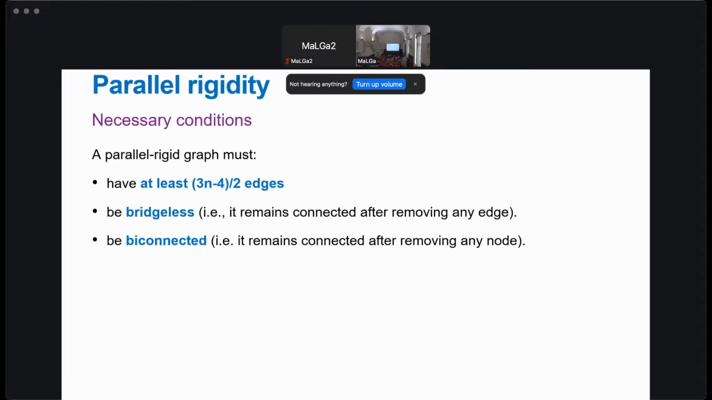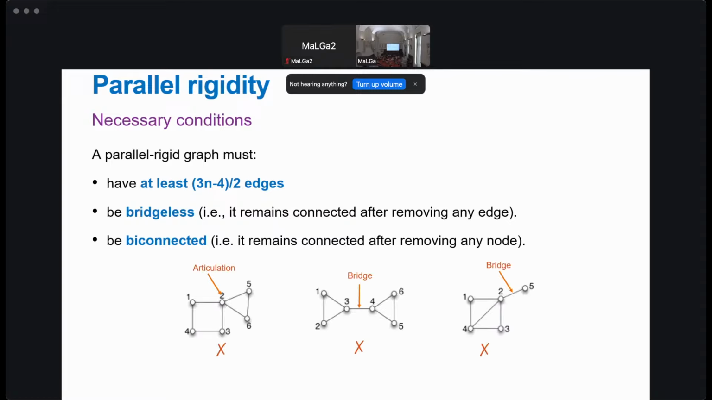There are some necessary conditions for that. A parallel rigid graph must have a certain number of edges, must be bridgeless, so it must not have bridges, which are edges like this, or articulation points like this.